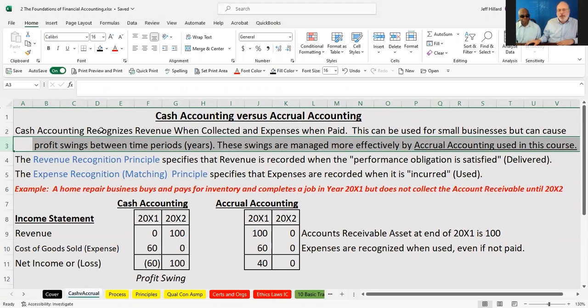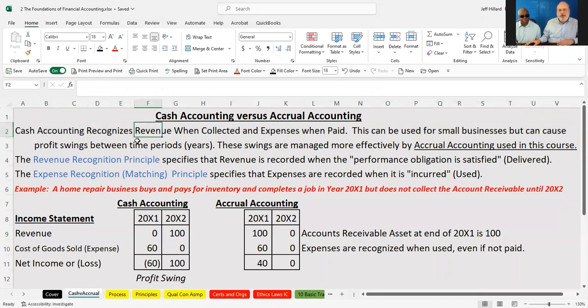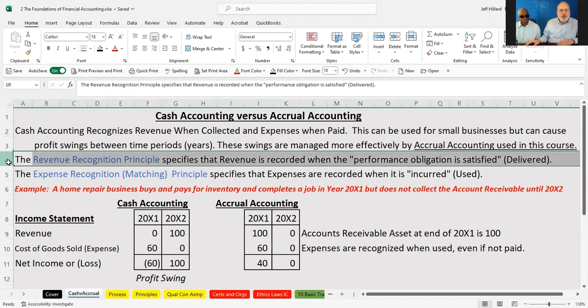Now, when you think about this, if you have a job and you earn wages, that is revenue at that time, even though payday hasn't come. And the same thing, if you spend money and get a bill, you've consumed that resource, even though you haven't paid it. So we're going back to the revenue recognition principle.